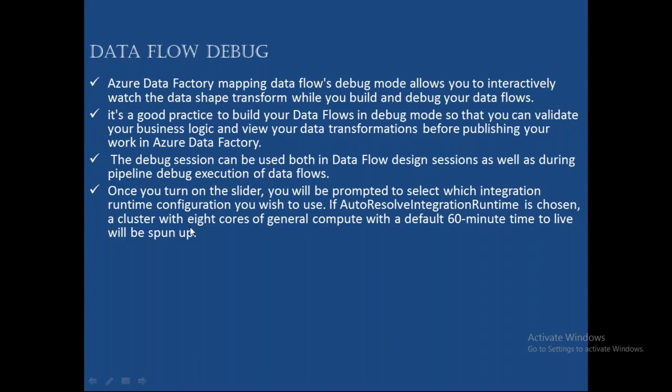Okay, how many cores am I going to take, how many CPUs, how many threads can I run at a time? 8 cores. 8 cores of general compute with a default 60 minutes time to live configuration will be there. Meaning we will have an 8 core cluster, and this particular cluster will be available for 60 minutes after you ran your data flows. Okay, if you are submitting some job within the 60 minutes, this cluster will run it. Otherwise, at the 61st minute, whatever cluster you have created for your data flow will be turned off.